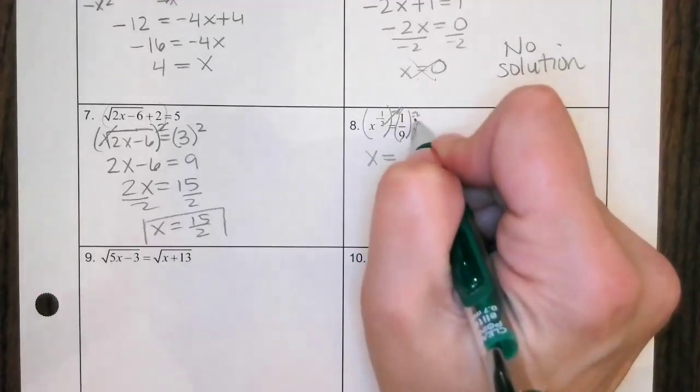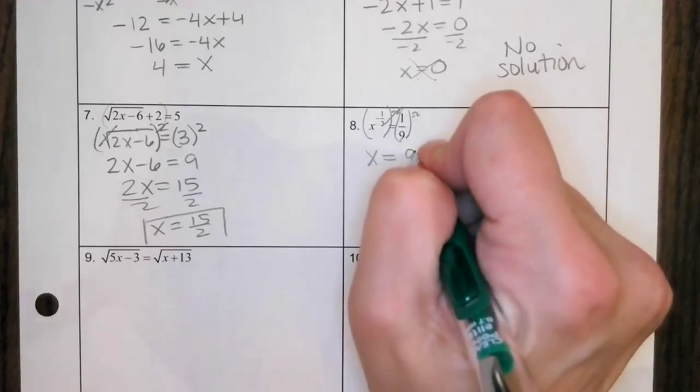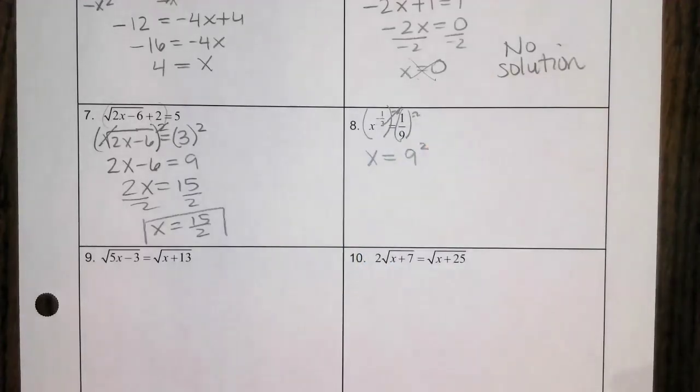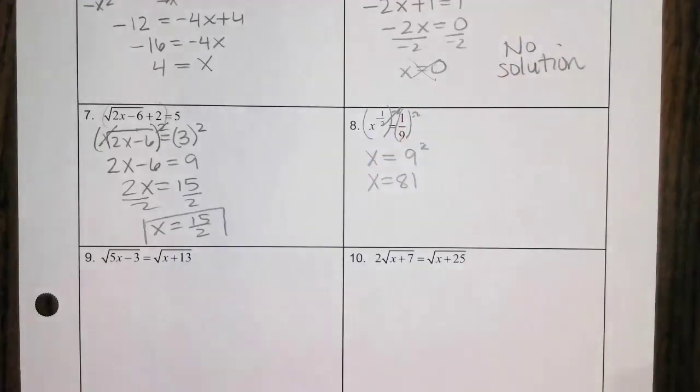Now to work that negative here, we do the reciprocal, so the 9 is going to come up to the top. You do the reciprocal to get rid of the negative exponent. And then 9 squared is 81.